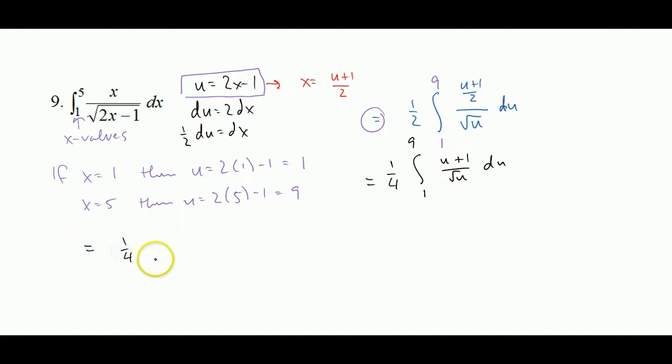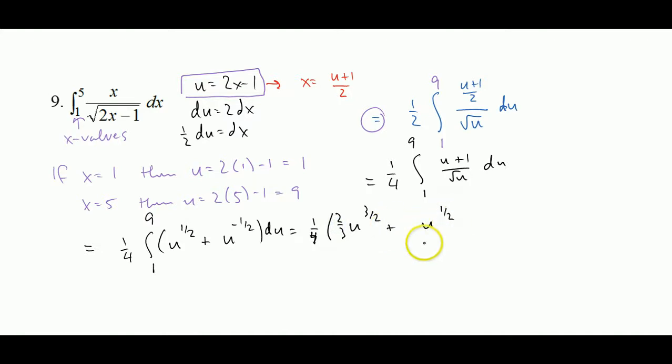So I got 1/4 times the antiderivative from 1 to 9 of, and this u plus 1 divided by the square root of u, we can do a distribution. U plus 1 divided by the square root of u is the square root of u, or u to the 1/2. 1 divided by the square root of u is u to the negative 1/2 du. Antiderivative, 1/4 u to the 3/2 times 2/3 plus u to the 1/2 divided by 1/2, or multiplied by 2.